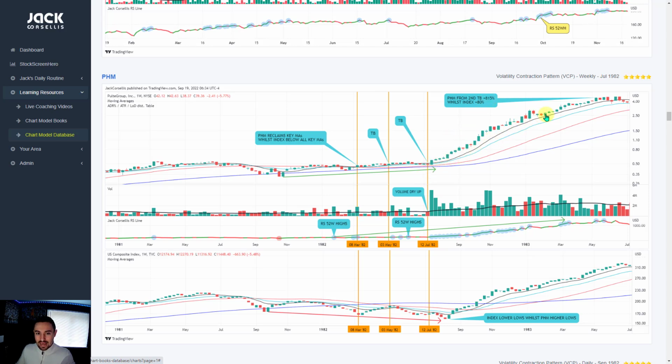See how the 10-week encapsulates this whole move, whereas the index has gone up 80%. Makes sense? But the stock was breaking out while the index was making a lower low. Interesting, right? That's the relative strength point.